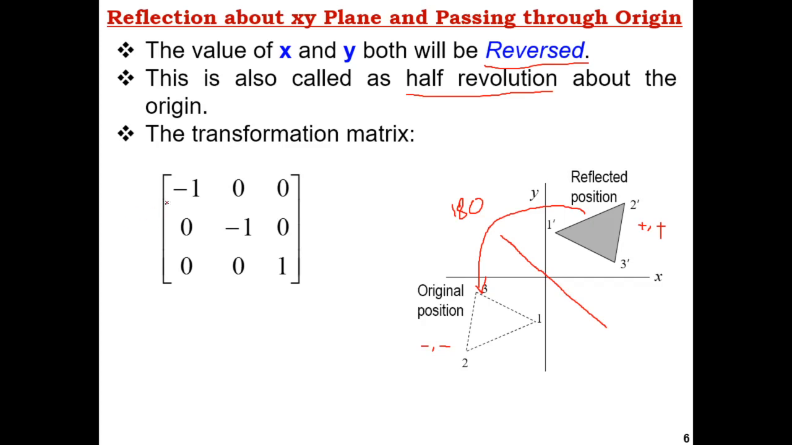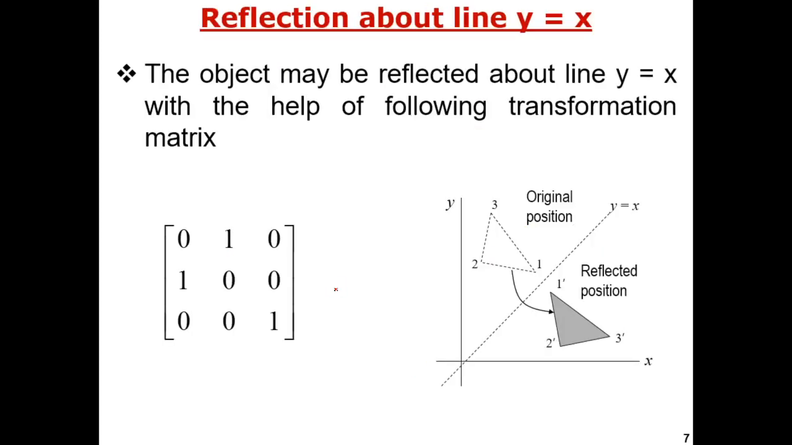The matrix will be like this because the plus values are just going to be converted to negative values, so both values are negative. Whatever vertices there are, this matrix will be applied and we get the negative value of x as well as y. So this is the simple description of reflection about the xy plane, or you can say reflection about the origin. Now come to reflection about the line.